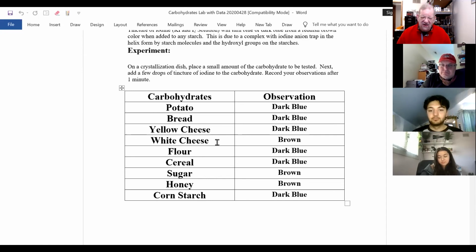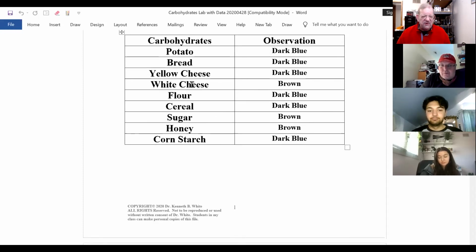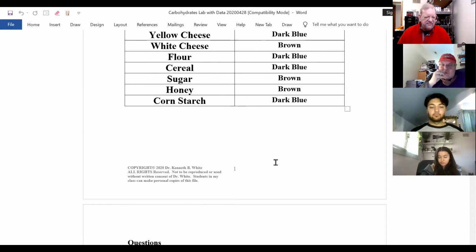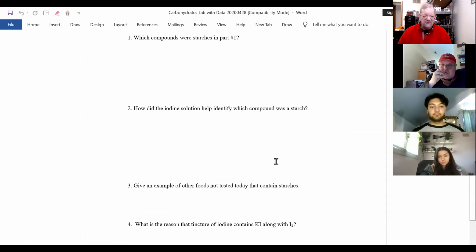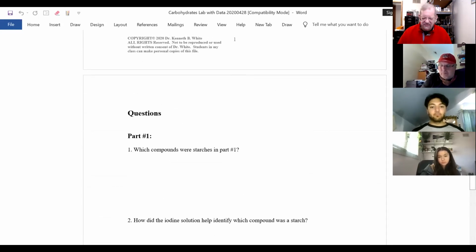And if you get a better quality white cheese, named after me, not really, you'll see it doesn't have any starch in it. And notice we do flour, cereal. I think Dr. Daly brought that in. I think it was Cheerios, and sugar, honey, and cornstarch. And here's the results. And here are the questions that you have to do.